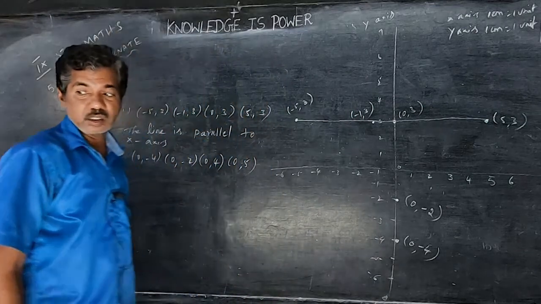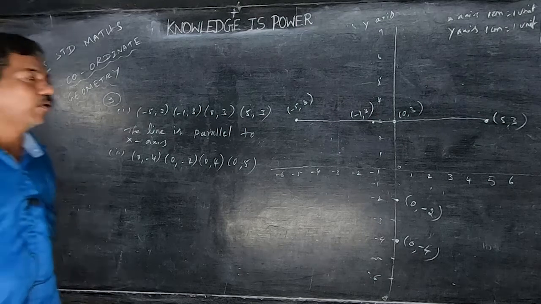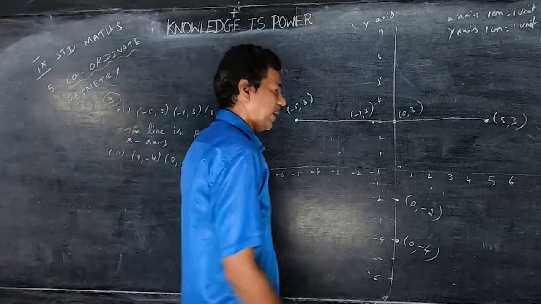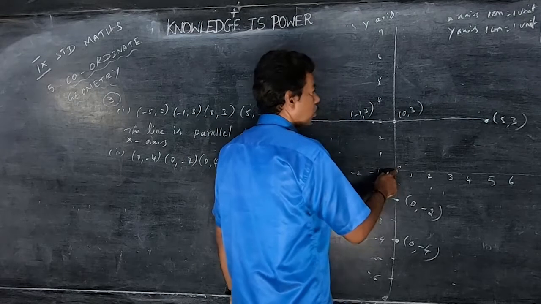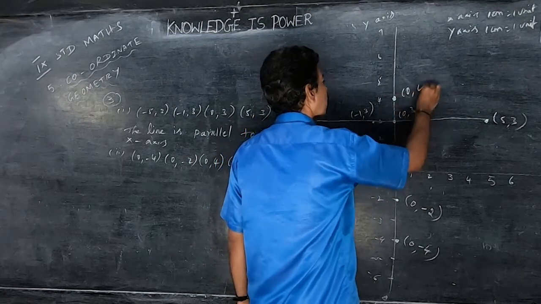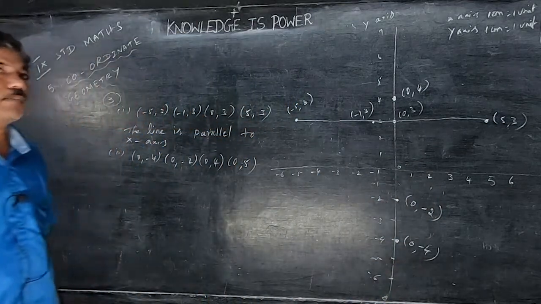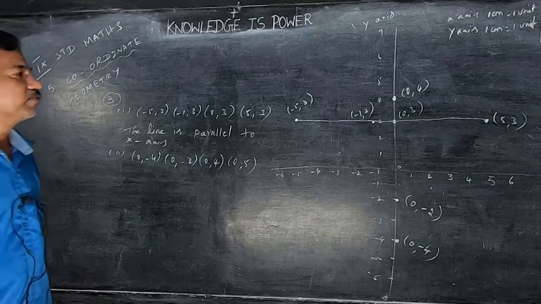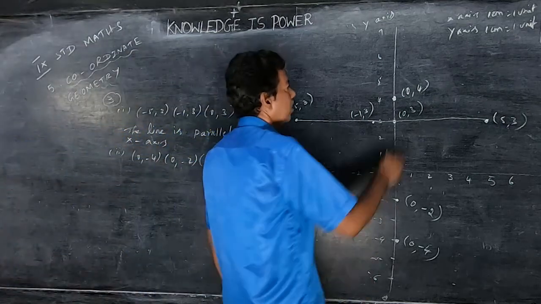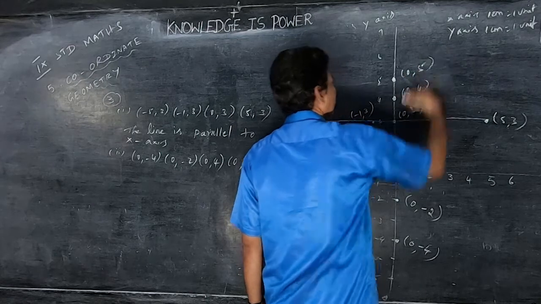It's clear? 0, -2. Third one, 0, 4. X-axis is as usual 0, y-axis will be 4. This is called 0, 4. And the last one will be 0, 5. Where will that be? In the same line above.